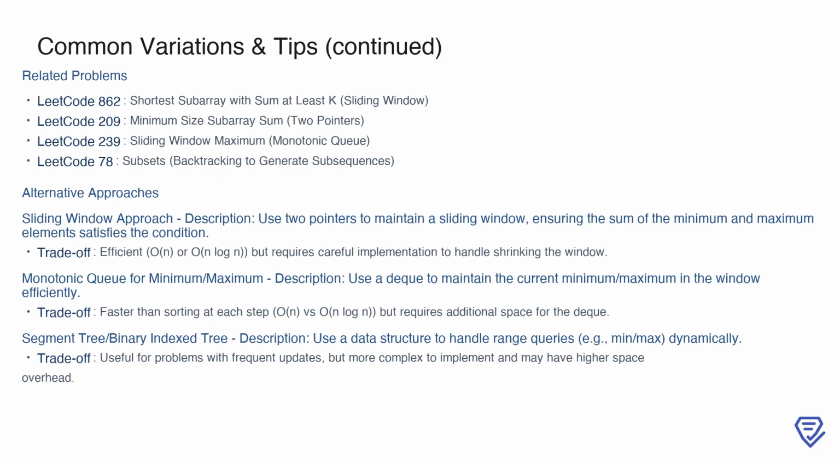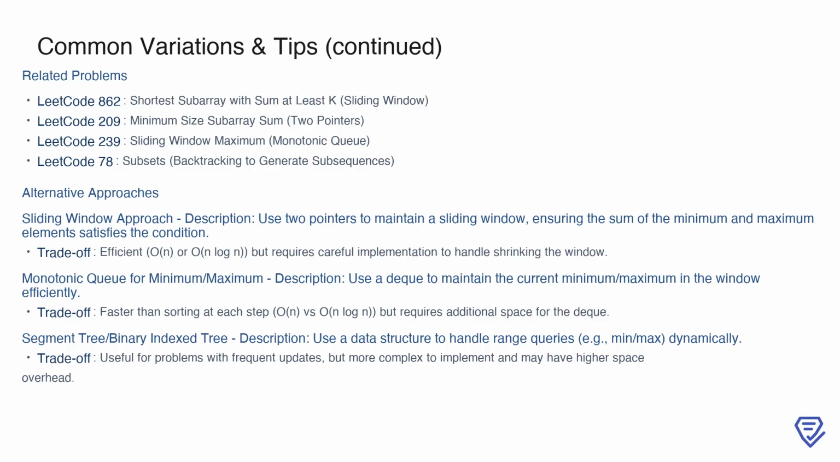There are several related problems on LeetCode that can help you practice similar techniques. For example, problem 862, which involves finding the shortest subarray with a sum at least k, uses a sliding window approach. Problem 209, minimum size subarray sum, also relies on the two-pointer technique to optimize subarray calculations. Problem 239, sliding window maximum, demonstrates how a monotonic queue can efficiently handle dynamic window computations. Lastly, problem 78, subsets, focuses on generating all subsequences using backtracking, which can deepen your understanding of combinatorial problems.